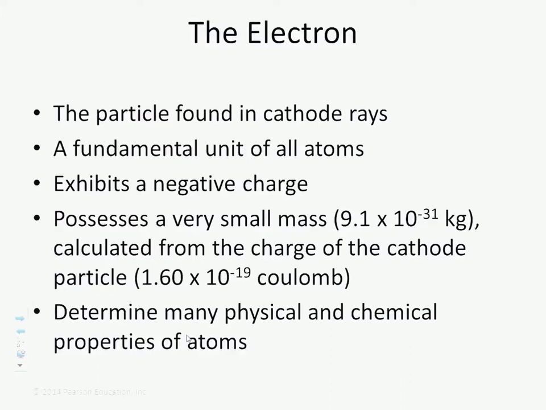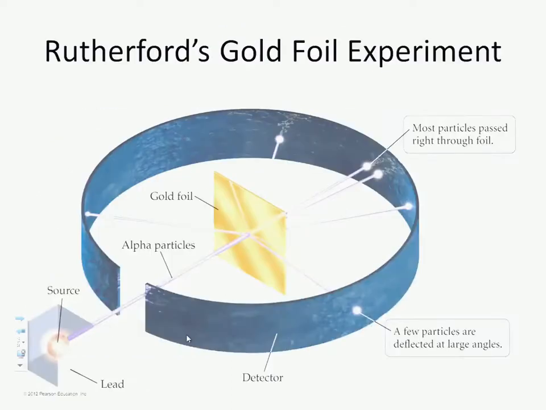Through this, you're able to determine many physical and chemical properties of atoms. So with the idea that the electron exists, scientists were already realizing that this helps them figure out so many things about different atoms that they didn't know before. They were able to help categorize them further. All right, but we want to keep going because that's not the only subatomic particle that's important.